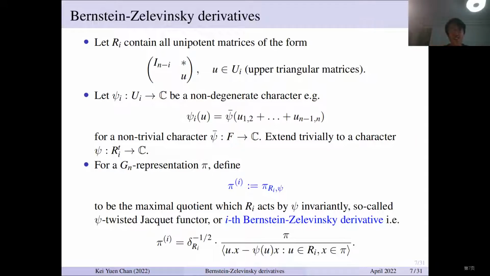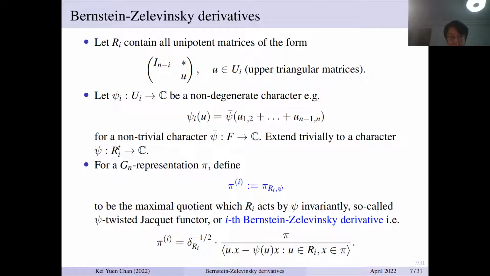Okay, so let us review the definition. R_i is the unipotent matrices containing those matrices of the forms. Also, I_n is the identity matrix.